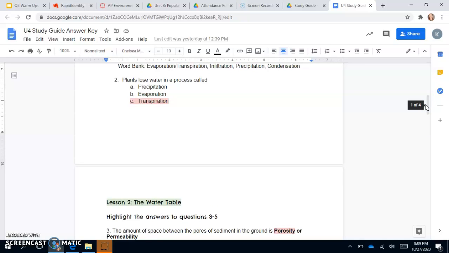So question two says plants lose water in a process called, and that is going to be transpiration. Remember, transpiration for plants is kind of like sweating for humans. So they lose their water intentionally and they release it back into the atmosphere.